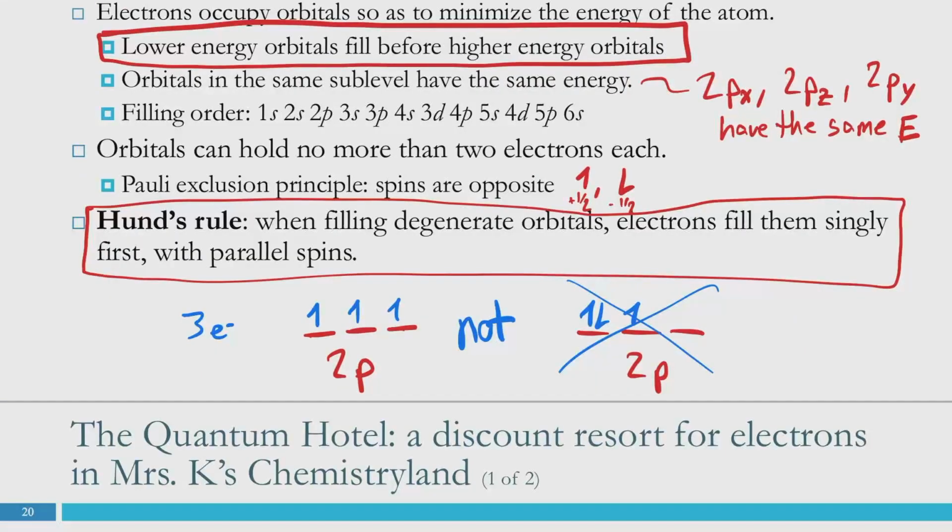Questions about our Pauli exclusion principle? 2 electrons per orbital, 1 up, 1 down. Aufbau principle, we're filling in lowest energy to highest energy. Hund's rule, we fill our electrons in singly with parallel spin first. Questions about any of those?